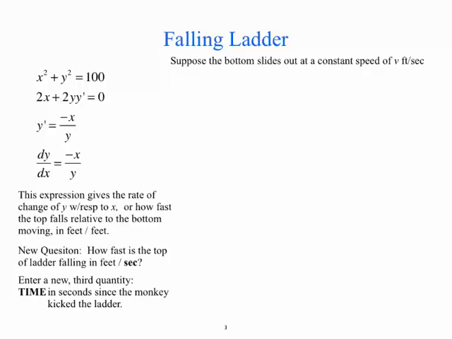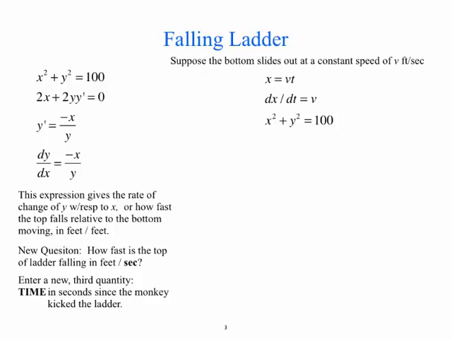So now we have a third quantity, time. If the bottom slides out at v feet per second, then the distance it's gone is v times t, right? Distance equals rate times time. Therefore the rate of change of x with respect to time is v. That's what I said at the beginning. It's a constant speed of v feet per second. So the symbolism for that would be dx/dt, the rate of change of the distance x increasing with respect to time, and we're calling that v.